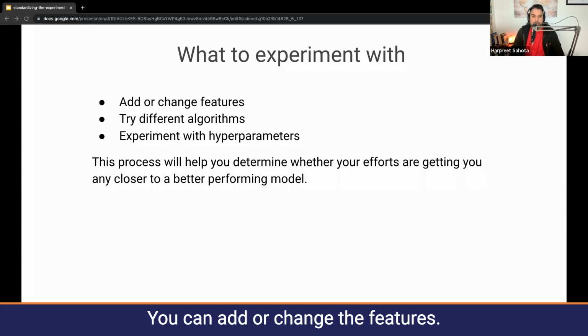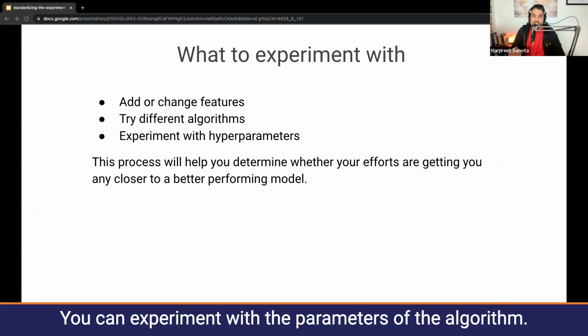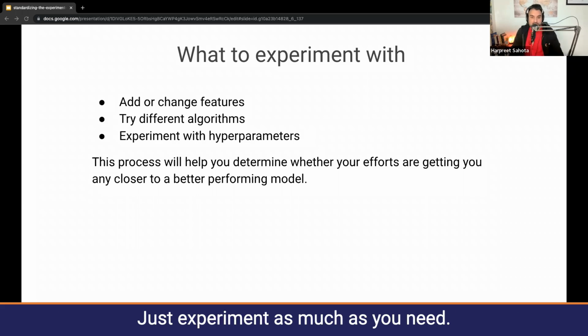You can add or change the features. You could test various algorithms. You could start with simple ones and move on to more complex ones. You can experiment with the parameters of your algorithm. Just experiment as much as you need.